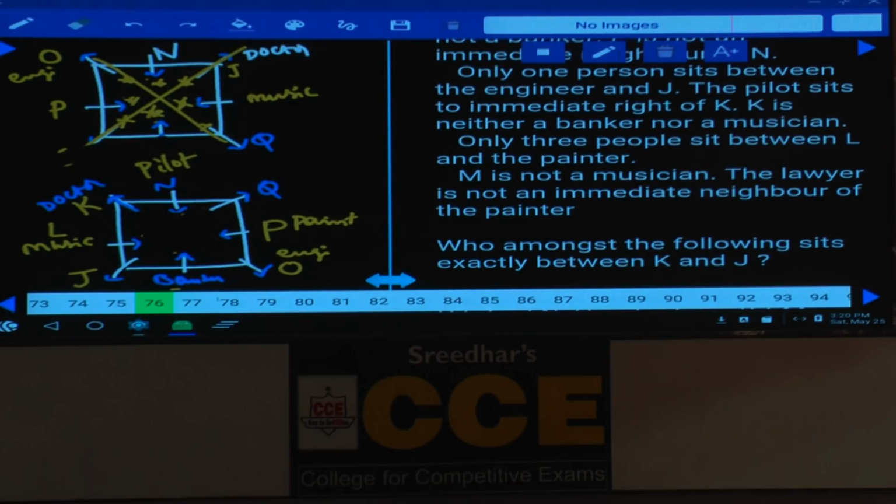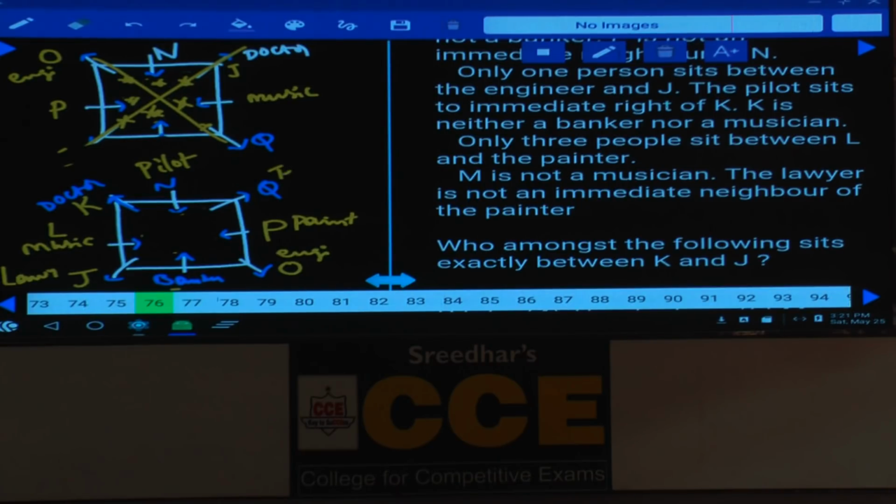L is a musician here, and the professions are musician, doctor, pilot, painter, engineer, banker, and J. And the lawyer is not the immediate neighbor of the painter. Lawyer cannot be Q. As lawyer cannot be Q, then who is the lawyer here? J is the lawyer, isn't it? As J is the lawyer here, then what is the profession left over? Lawyer, musician, doctor, pilot, painter, engineer, banker were done, so the remaining one is teacher.